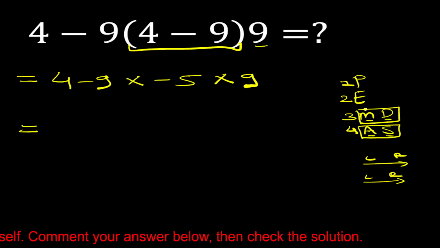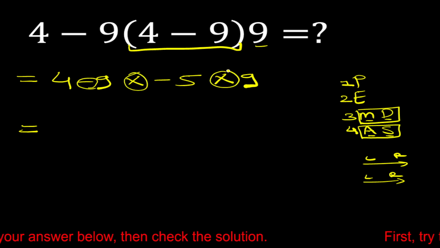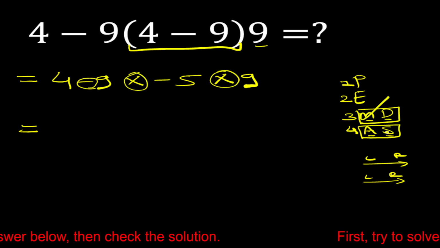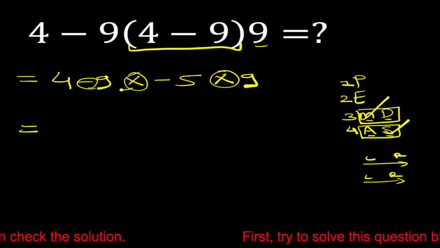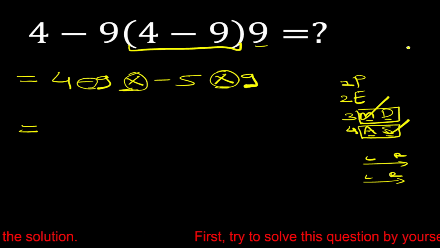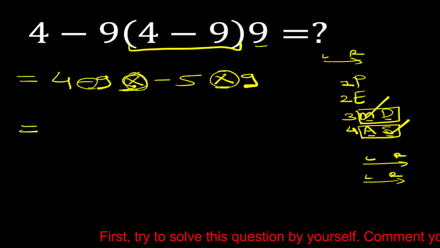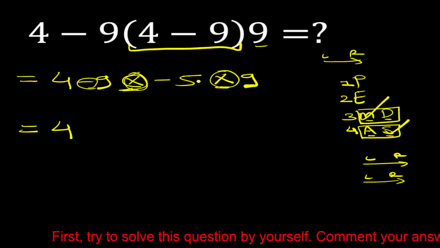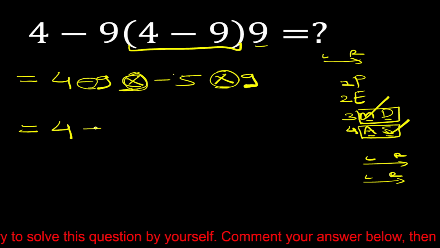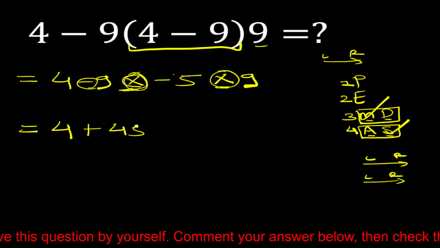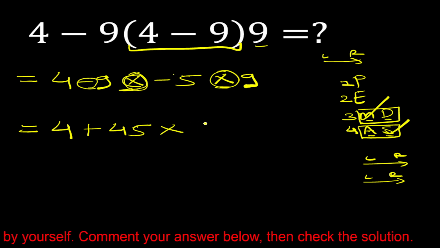now according to the PEMDAS rule, here is subtraction, here is multiplication, and here is multiplication. First we have to solve multiplication, then we have to solve subtraction. Okay, so this multiplication and this multiplication both have equal priority, so we have to solve it from left to right. Okay, so first we have to solve this multiplication, so it is equal to 4. Now minus 5 multiply minus 9 is equal to plus 45. Okay, multiply 9.